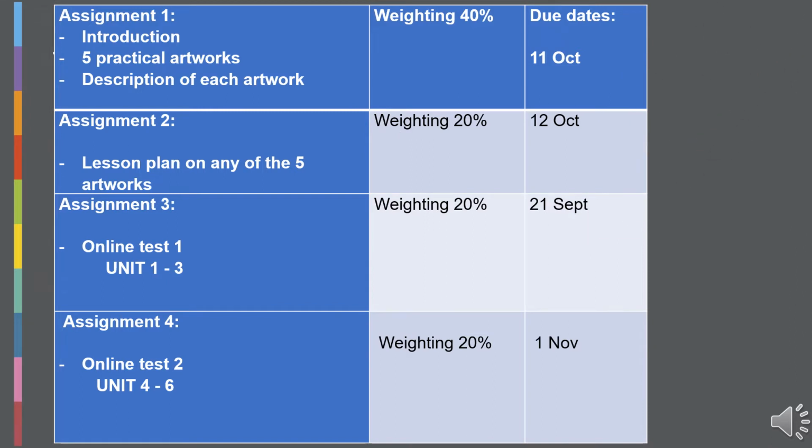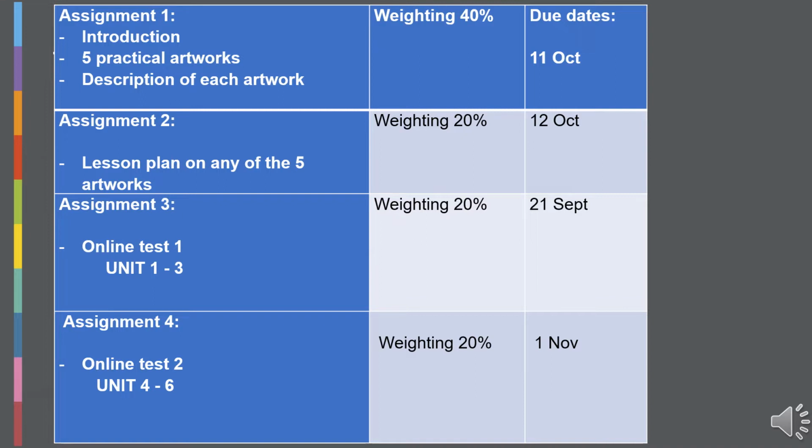Here is a quick overview of all of your assessments for this module. Your first very big assessment, this is assignment 1, which is your practical portfolio. This includes an introduction, 5 practical artworks, as well as a description of each artwork. This assignment contributes 40% towards your module mark and is due on the 11th of October. Assignment 2 is your lesson plan on any of the 5 artworks. This has a weighting of 20% and is due the following day on the 12th of October.